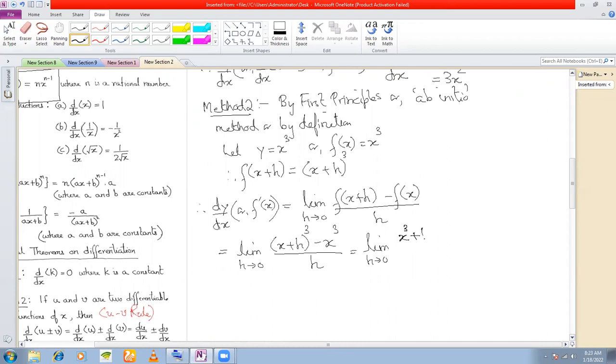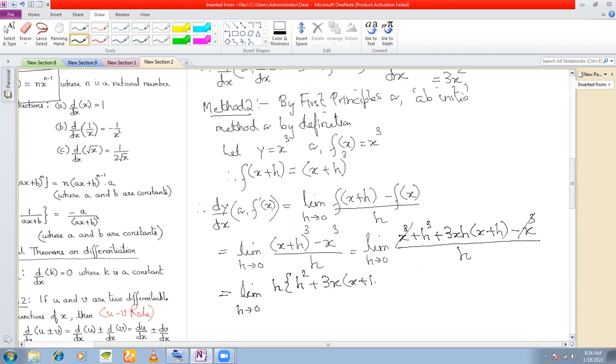So you have a cube plus b cube plus thrice ab into a plus b, right? And minus x cube, divided by h. So in this numerator, if you see x cube and x cube, they cancel. So now you get limit h tends to 0. Now in the numerator, I can take h common. If I take h common, what am I left with? I'm left with h square plus 3x into x plus h, right?